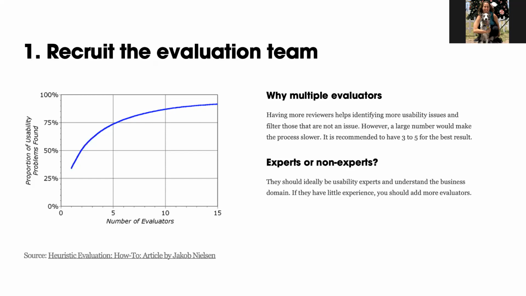With 3 to 5 evaluators, you can find about 70% of the problems. They ideally should have experience in usability, but if that's not the case, if you cannot get any evaluators with experience, you can include analysts or other team members. So instead of maybe 5, think about having 6 or 7 people joining your heuristic evaluation as evaluators.